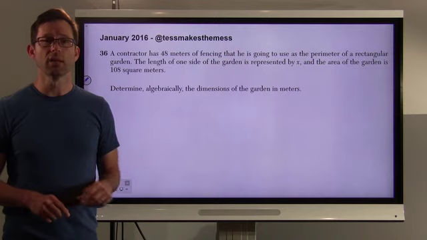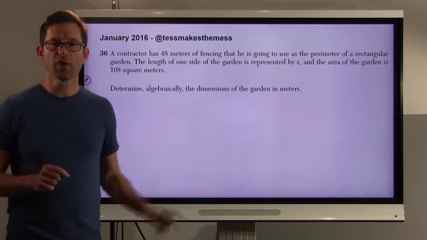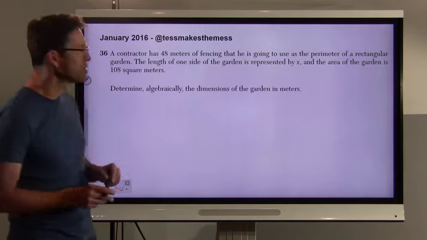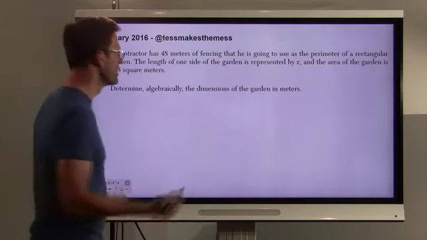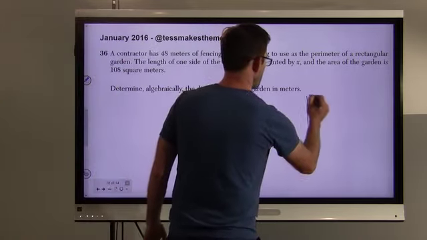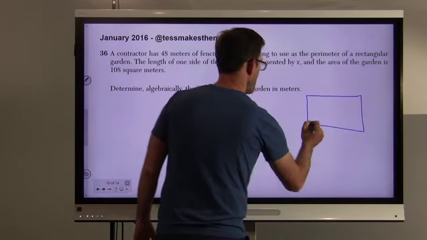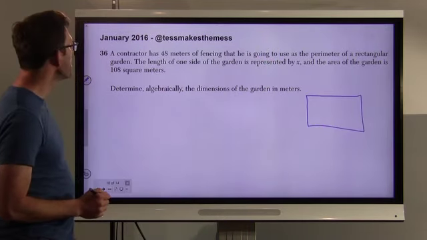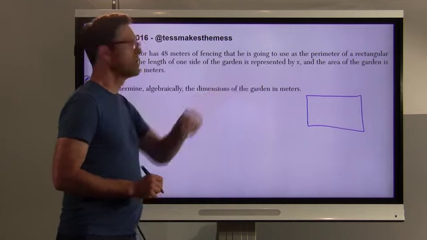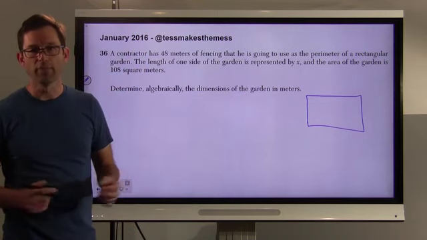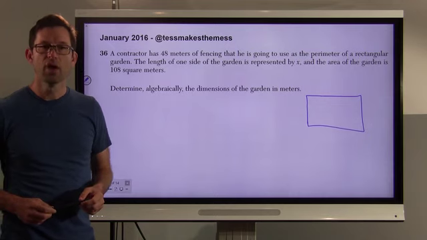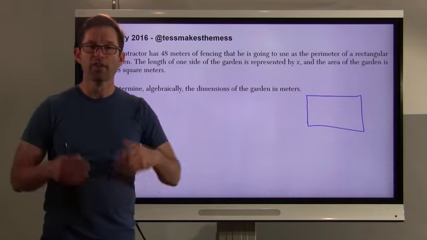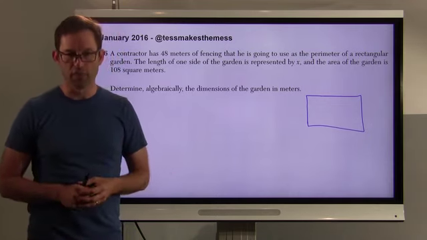January 2016, number 36. A contractor has 48 meters of fencing that he's going to use as the perimeter of a rectangular garden. Immediately, I'm like, all right, I got a rectangle. The length of one side of the garden is given by x. Great. And the area of the garden is 108 square meters. Determine algebraically the dimensions of the garden in terms of meters.